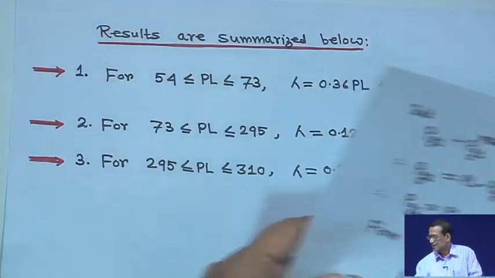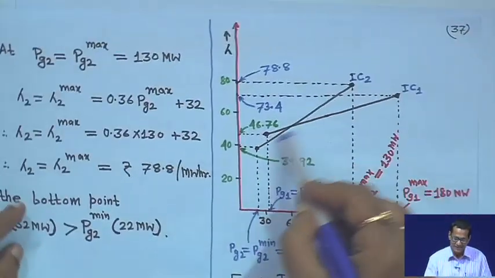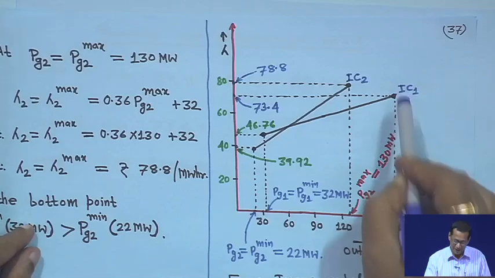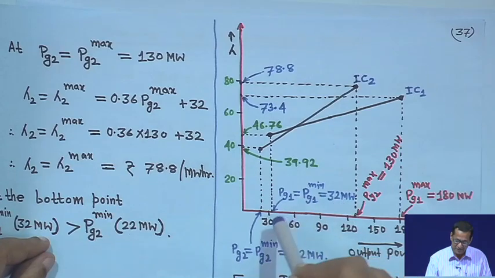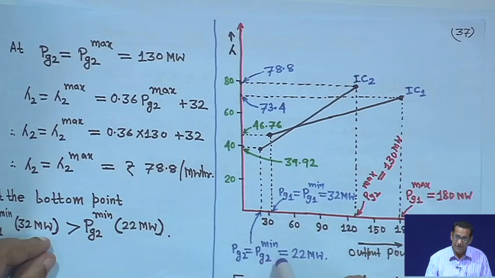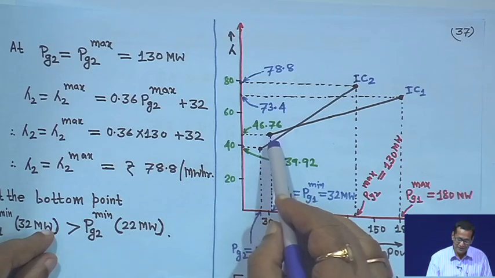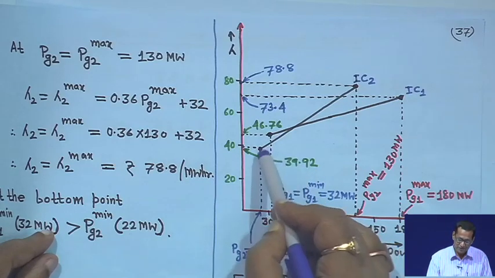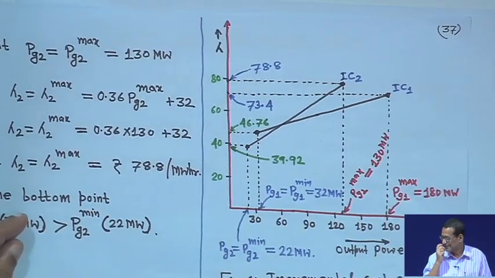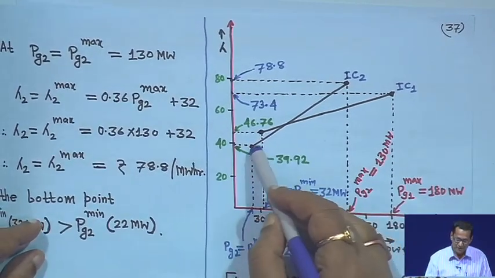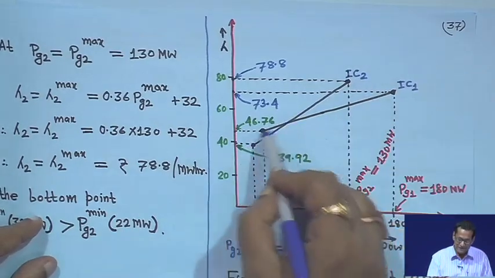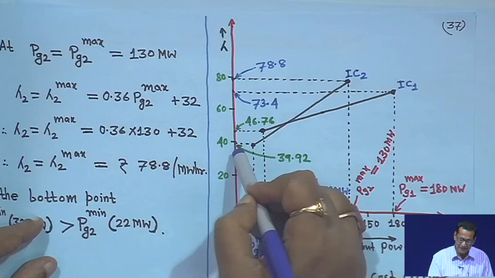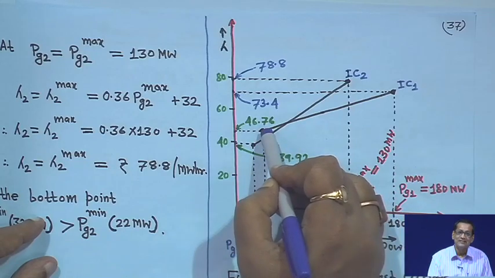That means, first you have to draw these ICs. I told you how to make it, and accordingly you have to see that PG1 is 32 and PG2 is 22 megawatt. So, you have to see till 46.76 comes. So, PG2 has to take care of this load, because unless and until it comes, after that equal lambda basis.